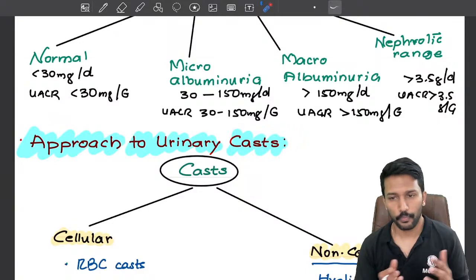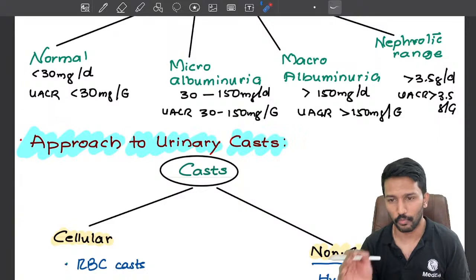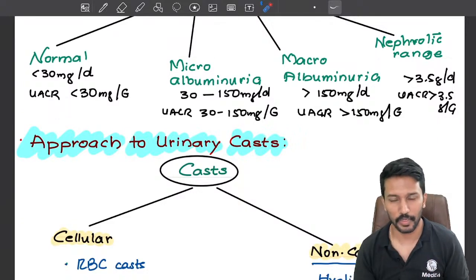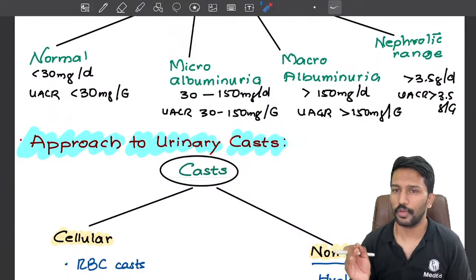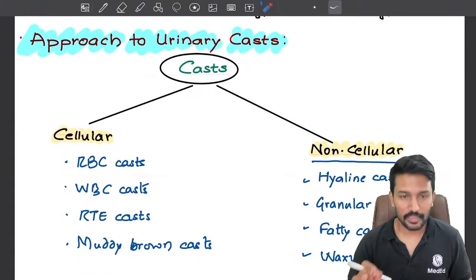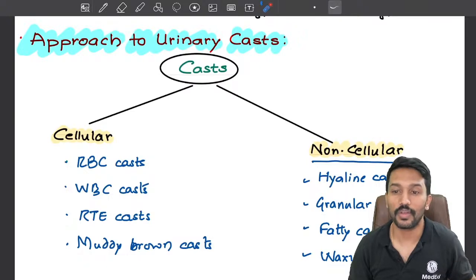So proteinuria is done. We know how to differentiate between tubular and glomerular: glomerular, albumin present; tubular, no albumin. If it is glomerular, we assess the severity based on 24-hour urine albumin or urine albumin creat ratio. You should know what is microalbuminuria, what is macro, and what is nephrotic range. The next important symptomatic approach based question that we can anticipate is based on urine casts.